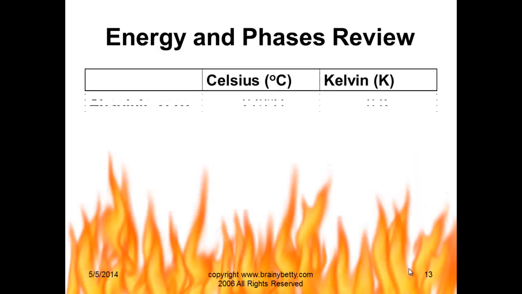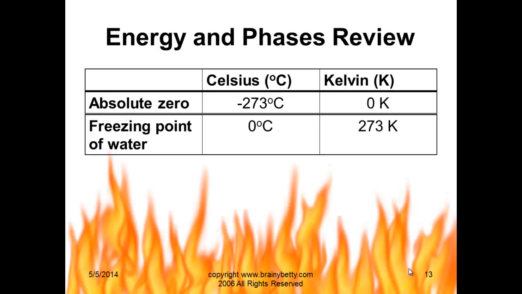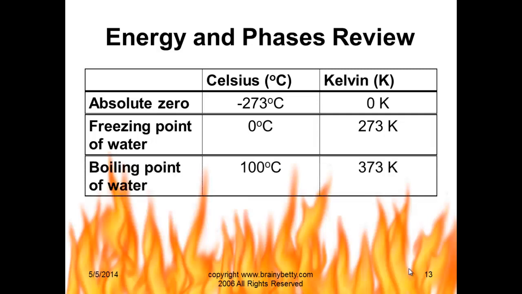A little bit more review. Some temperatures we should know. 0 on the Kelvin scale is called absolute 0. That's the lowest temperature that we know of. All molecular motion stops. A couple other temperatures we should know: the freezing point for water and the boiling point for water. And how do we get between those two scales? K equals C plus 273.